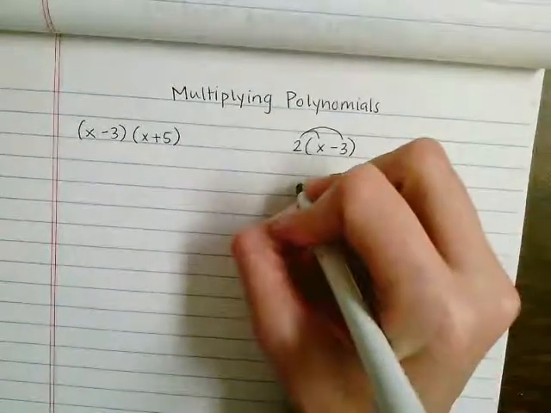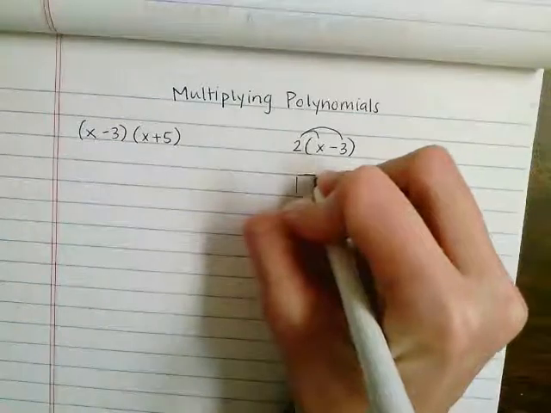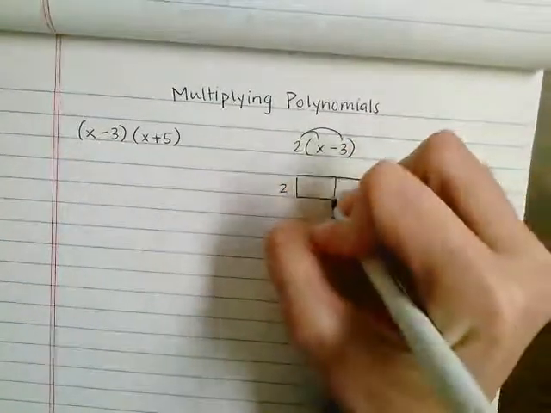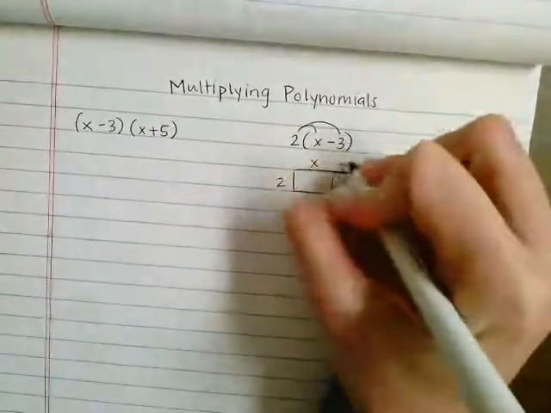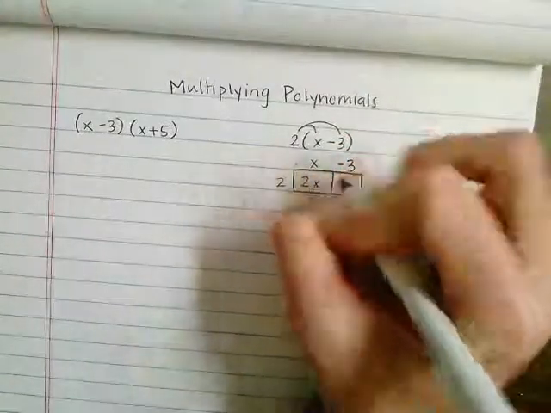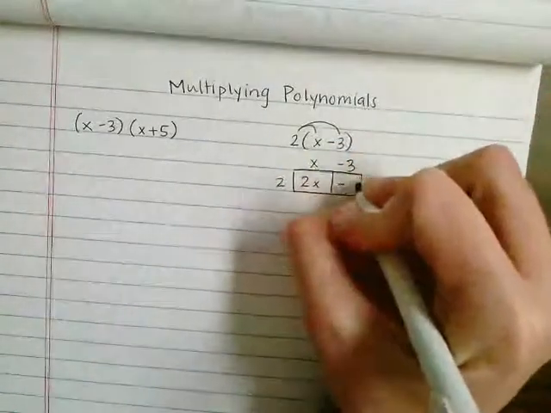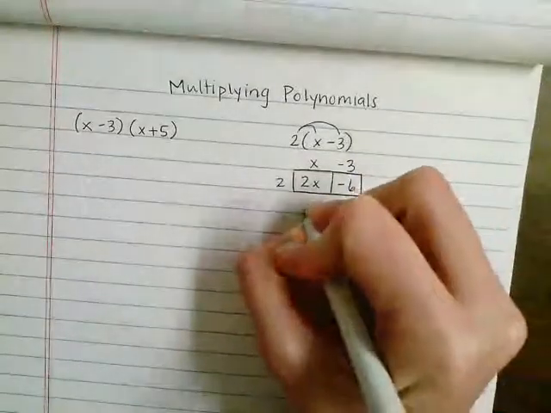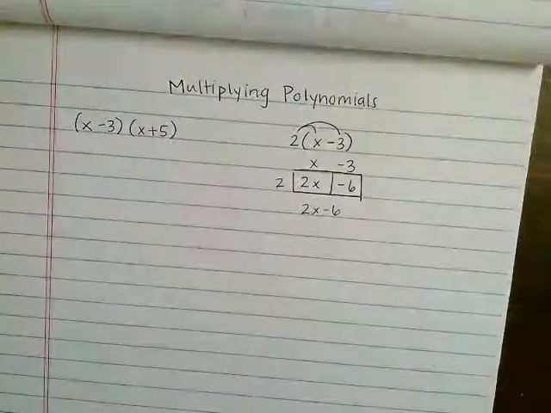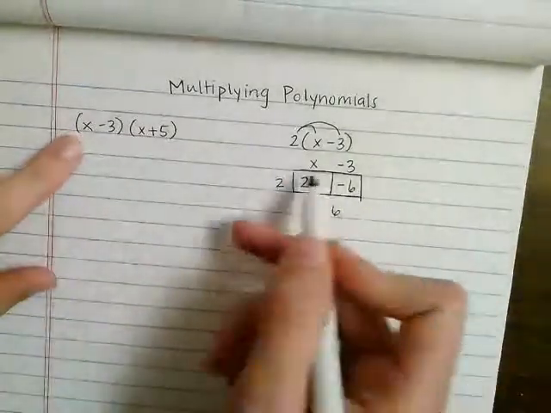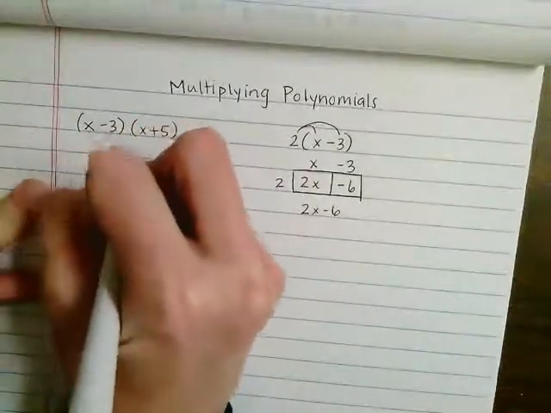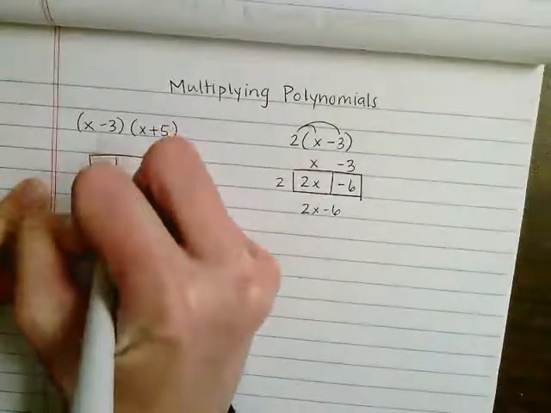Now you can also show this with box models. So over here you can say 2 times x minus 3. Okay, so 2 times x is 2x, and then 2 times negative 3 is negative 6. So our answer right here is 2x minus 6. Okay, now you can use the same model right here on this side. So go ahead and draw your boxes just like this.